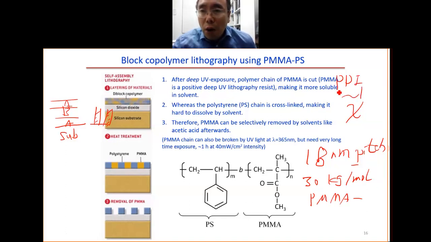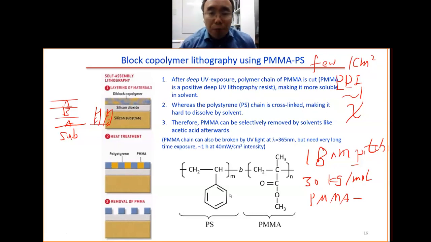Very pure means the polydispersity index, PDI, is very close to 1. And very, very pure, then you get very little defect. The industry gets only about a few defects over 1 square centimeter of the periodic pattern. This is close to production.